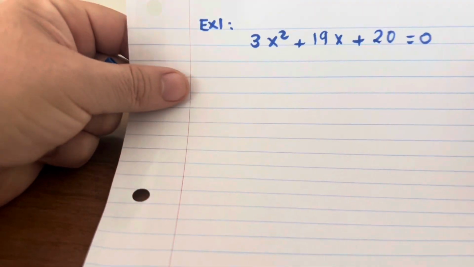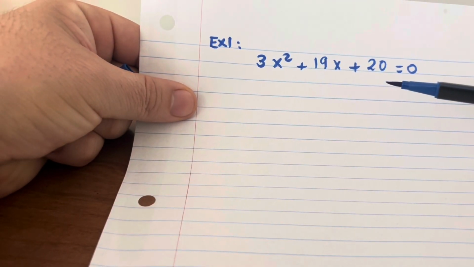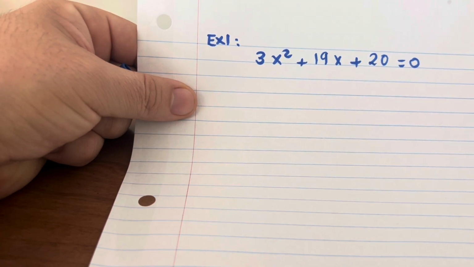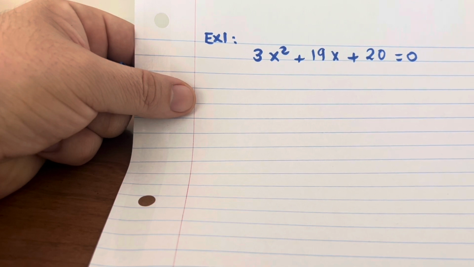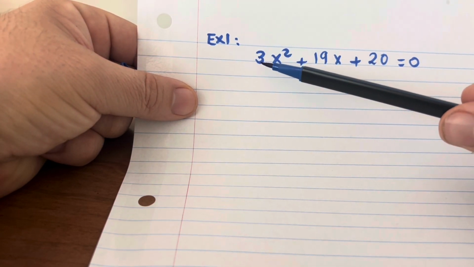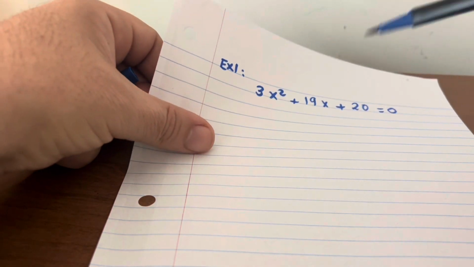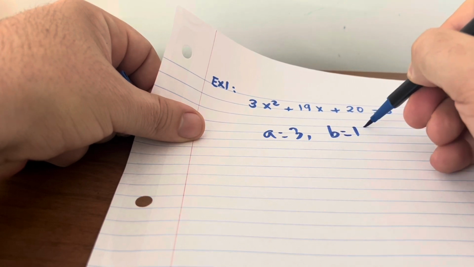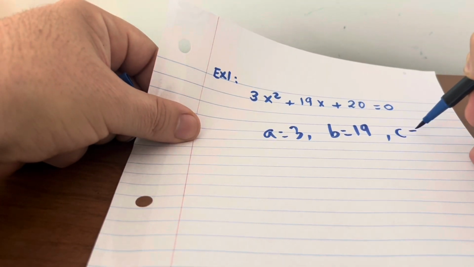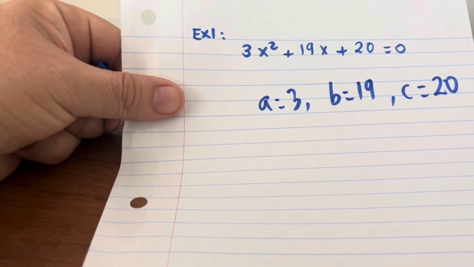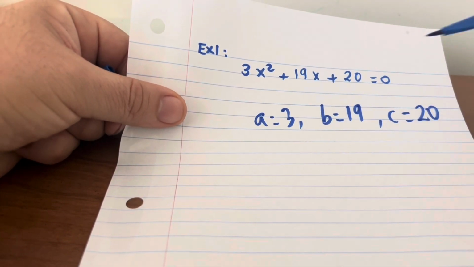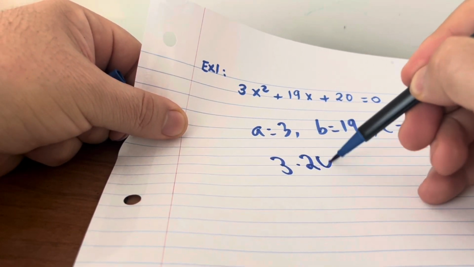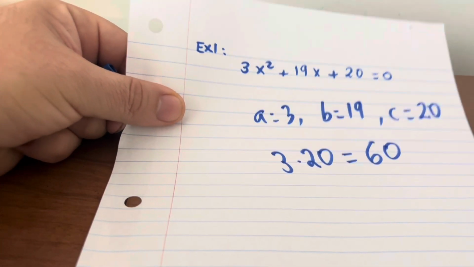Okay, here we have example 1: 3x squared plus 19x plus 20 equal to 0. First, we have to multiply 3 by 20. So if you see, a is 3, b is equal to 19, and c is equal to 20. Now you're going to multiply a by c, or 3 times 20. 3 times 20 is equal to 60.